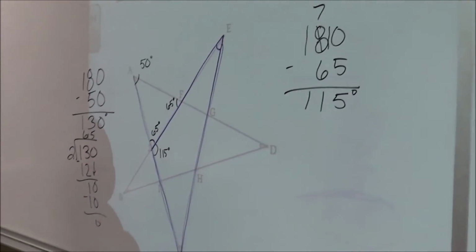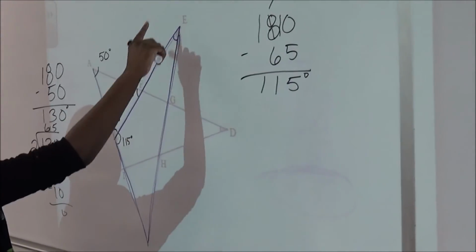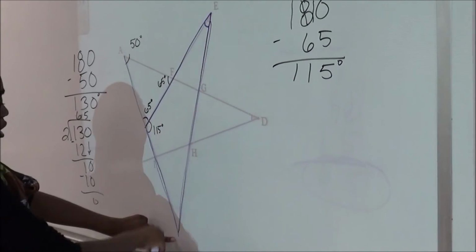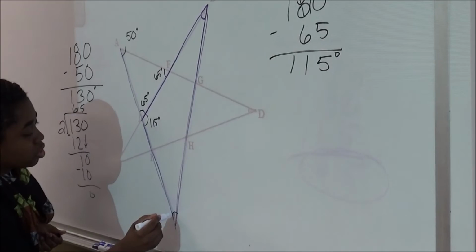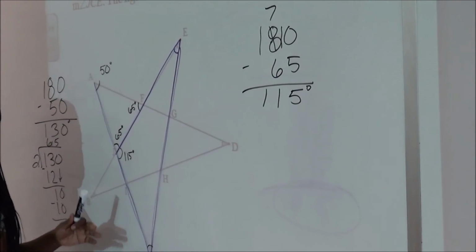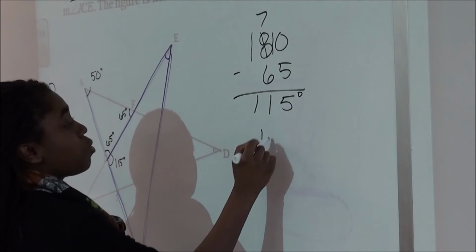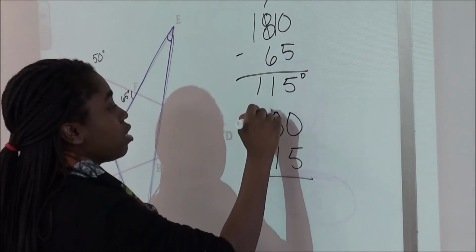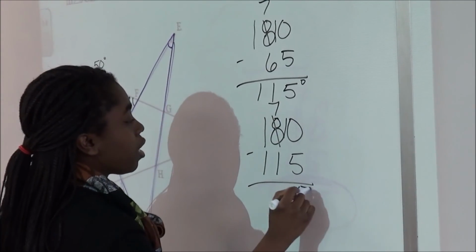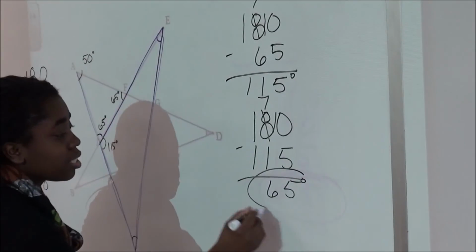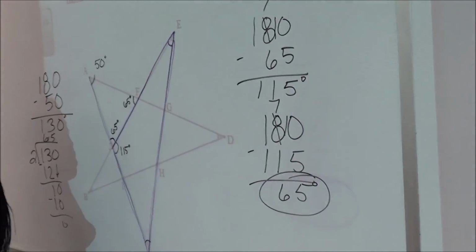So now we want to know the measure of the sum of angle JEC and JCE right down here. In order to find the sum, we have to subtract it from the total of a triangle, which is 180 degrees. So we take 180 degrees, subtract 115. That's 65. So the answer to our problem is 65 degrees. The sum of these two angles will be 65 degrees.